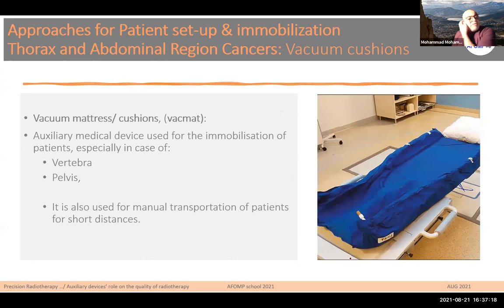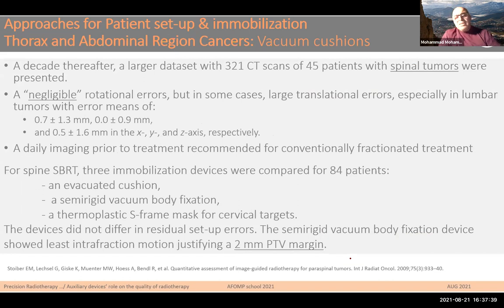Okay, about the vacuum mattress or vac-cushions, usually used for thorax cases or abdominal cases. And this can be done easily. You can even do some of the setup outside the room and transfer the patient if required. However, transition to the couch is not really easy. But in some cases, when the patient needs immobilization, for example if my patient has issues like paralysis, it can be used.